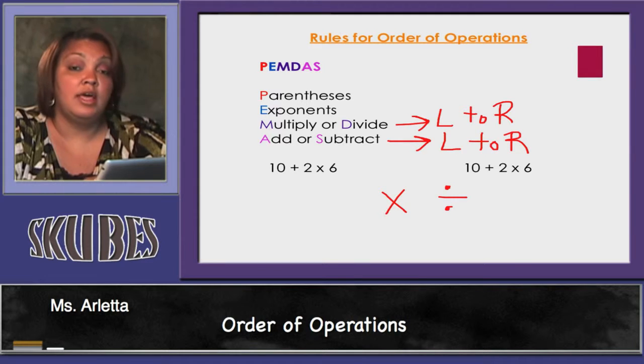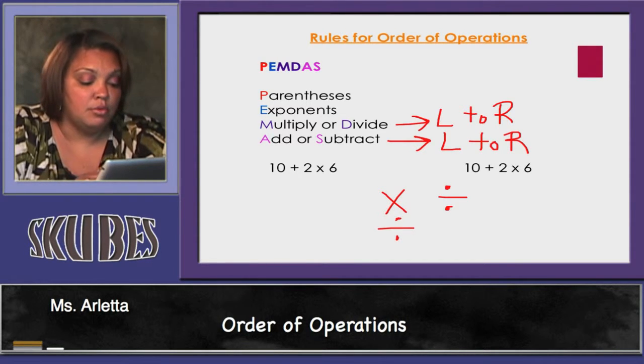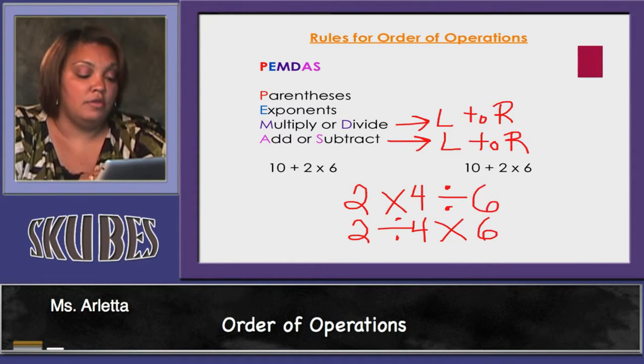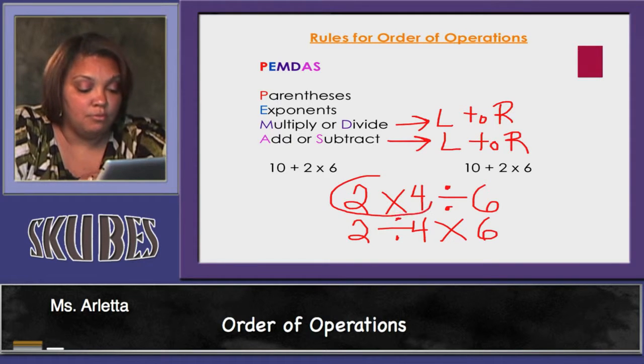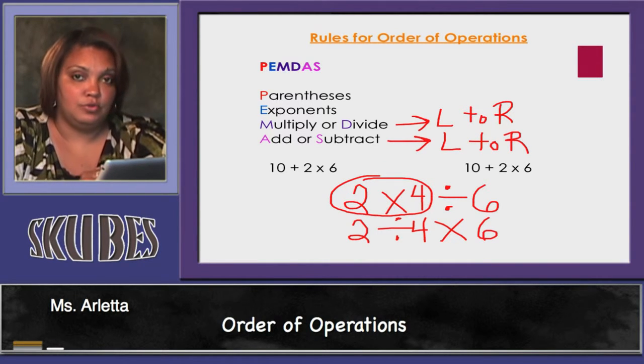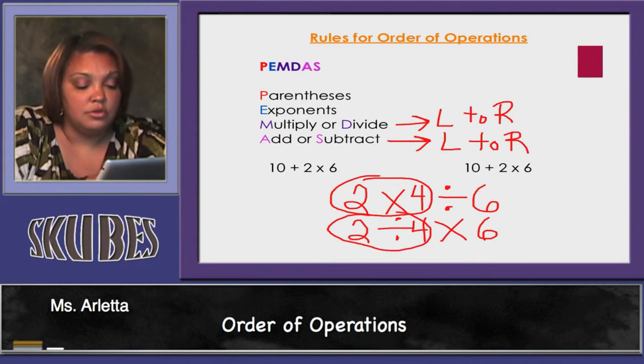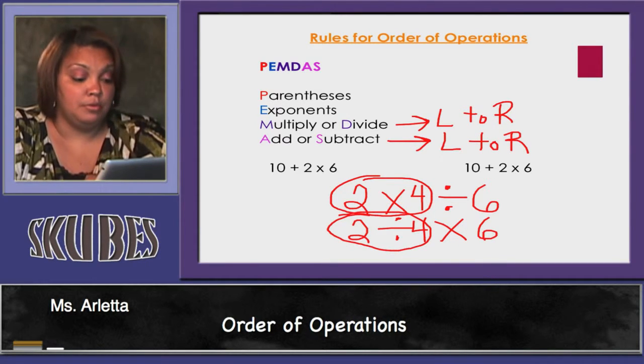multiplication symbol is on the left, then that's the first thing you would do. If you had a problem like 2 plus 4 times 6, and then you had 2 times 4 divided by 6, you would always do the left problem, the left first, before you did the right. In this case, you would do the left, as if you were reading a book.